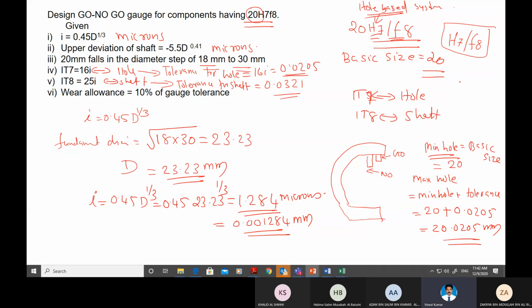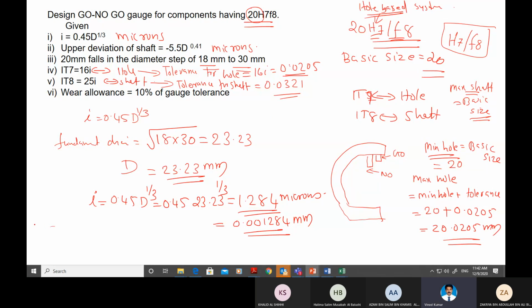So if it is a shaft based system, what you have to do? Maximum size of shaft, maximum shaft size is the basic size. That is the shaft based system. Anyway, this is a hole based system. Minimum hole is basic size. Maximum hole is minimum hole plus tolerance. Clear? All of you clear? Yes, doctor. Clear.